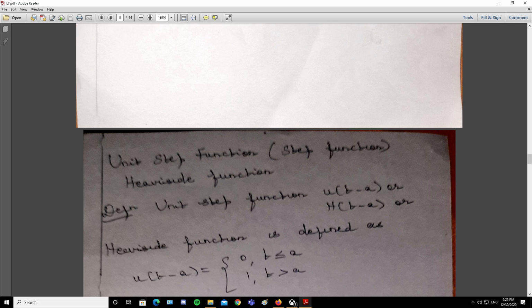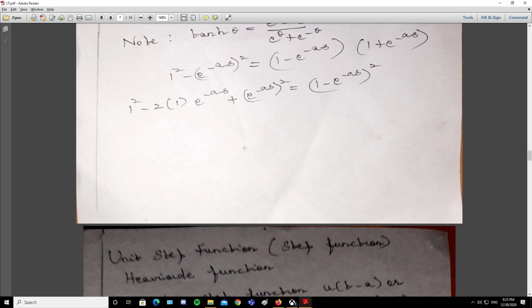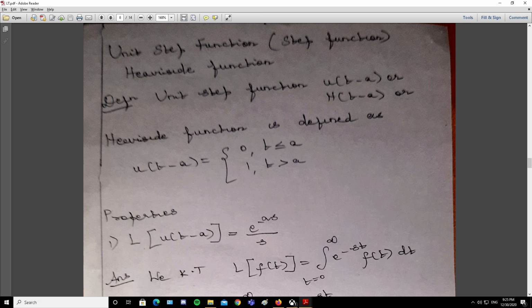Last class we discussed the Laplace transform of a periodic function. Today's class will discuss the Laplace transform of the step function. So let me tell you what a step function is.